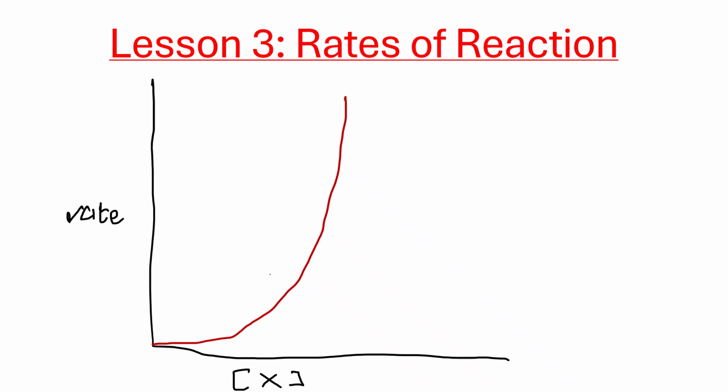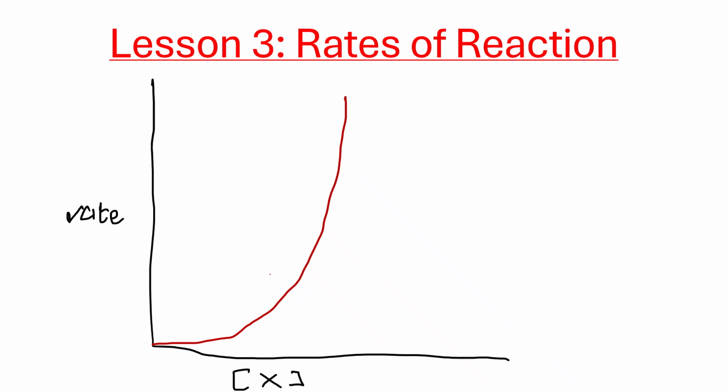I already mentioned this before. First order reactant, if you double the concentration, you double the rate, so it's a linear relationship. For the second order reactant, if you double the concentration, the rate quadruples because it's times by 2 squared. That's why it's an x squared curve.